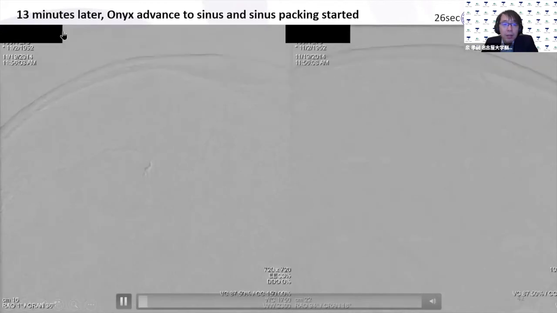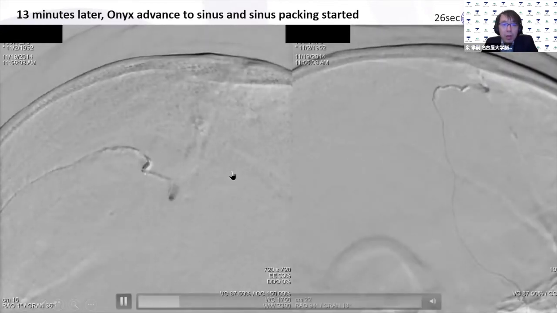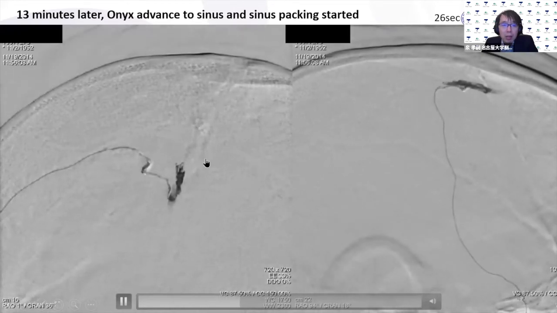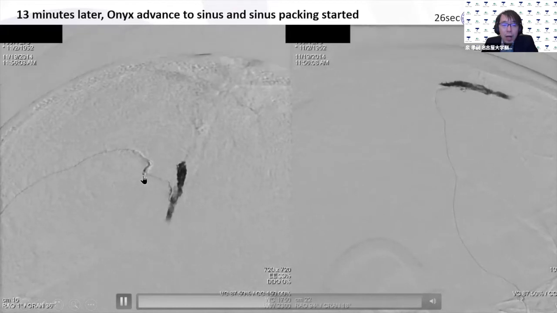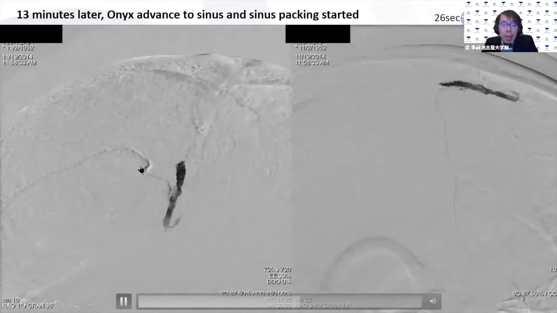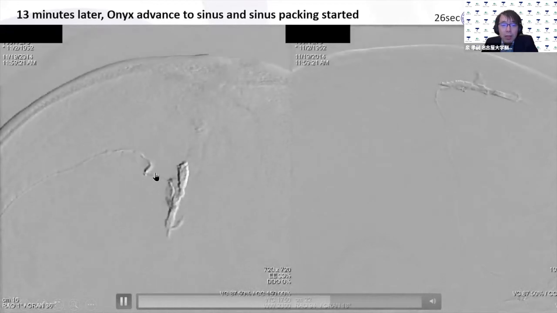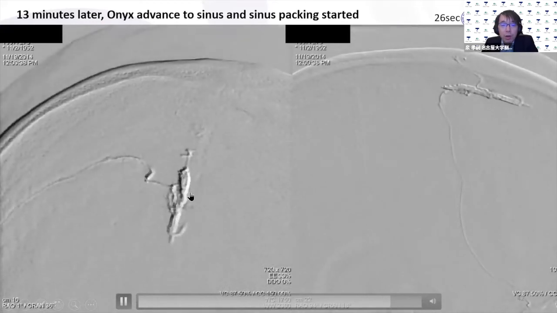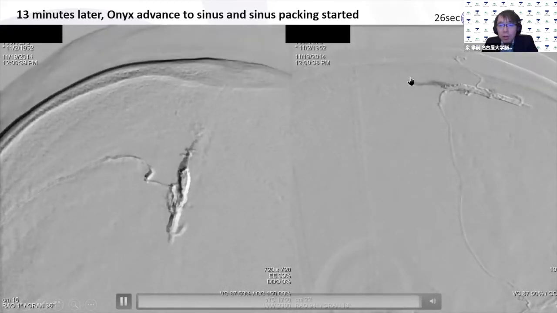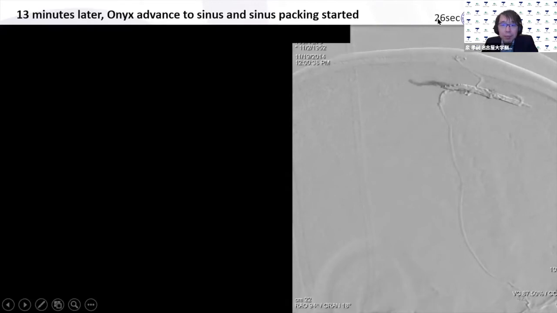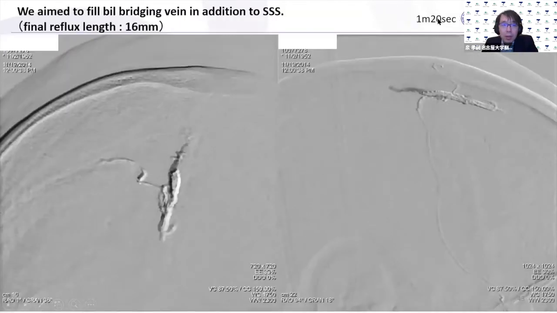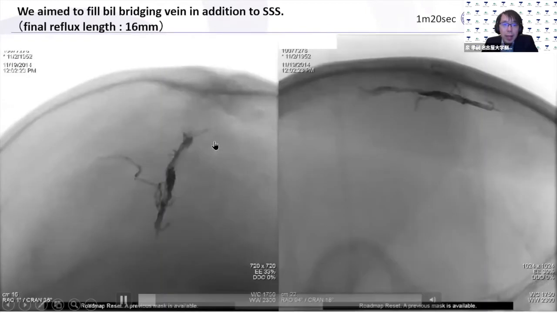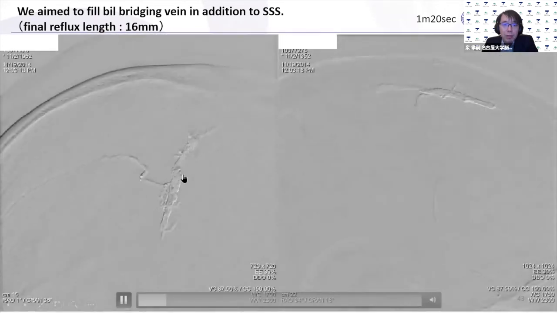Yes. In this case, 30 minutes later, Onyx advanced to the sinus and sinus packing started. During 3 or 5 pauses, we made a strong enough plaque to inject the Onyx and advance it. Onyx advanced to the posterior third part. Our aim is to fill the bilateral bridging veins in addition to the SSS.